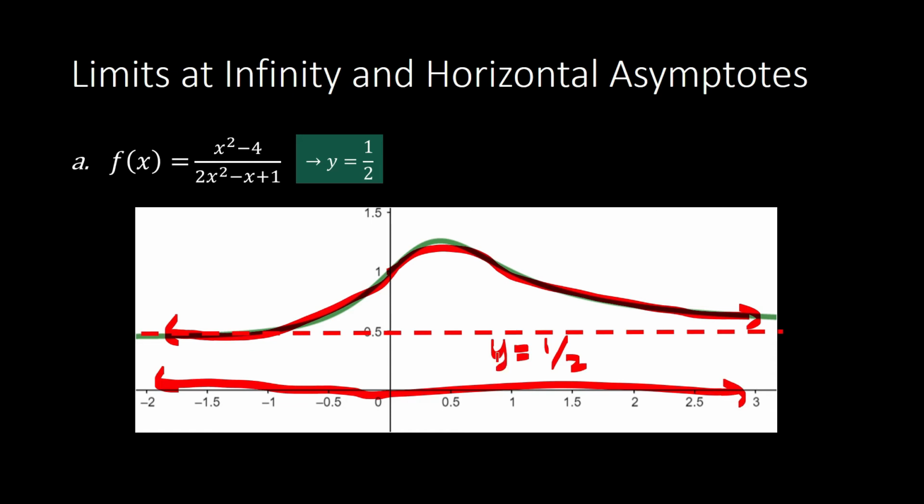Now look at this. Some of you are probably thinking that because it is an asymptote, your function must not intersect the horizontal asymptote. But that is not true. That is true for vertical asymptote, but that is not necessarily true for horizontal asymptotes.